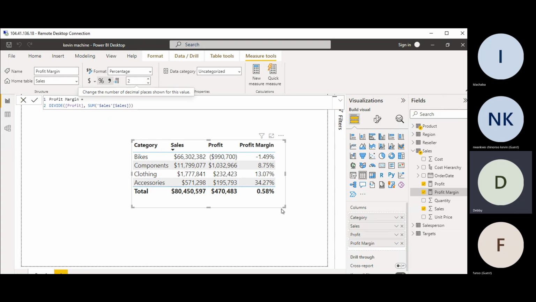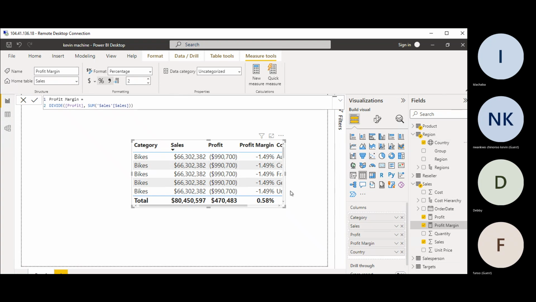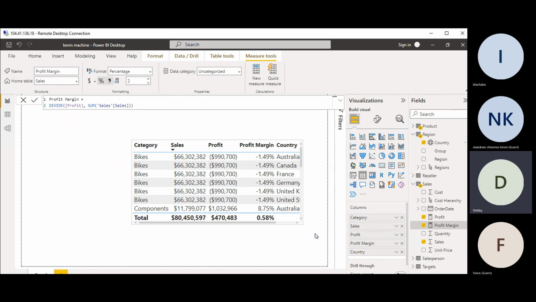Yes, sir. Have you considered the region? Remember, if you look at your data here, this data has region. Have you considered region? Or should we add region to it? Let's add countries to it. Let's see if you can consider. So, decided to add.